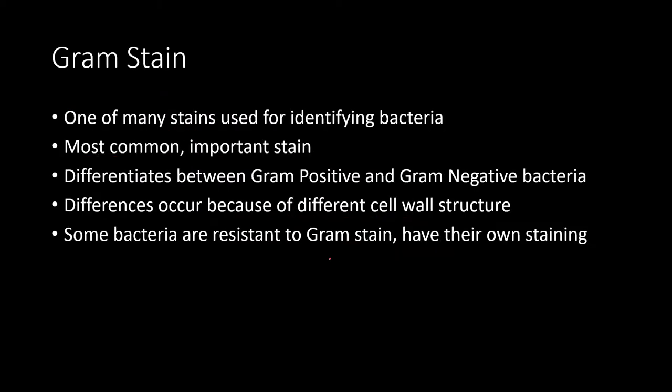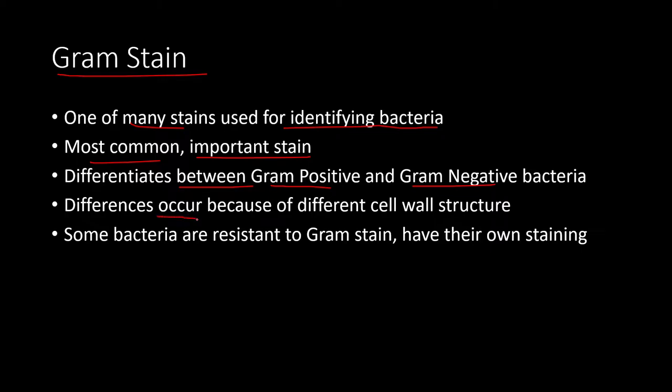Let's begin. Gram stain. So gram stain is one of the many stains used for identifying bacteria. Bacteria are identified using a ton of different types of stain, right? However, gram stain is the most common and the most important stain we use for bacterial identification. It's the most important one. And the reason why is because it differentiates between gram positive and gram negative bacteria. So what are gram positive and gram negative? We'll get to that in the next slide.